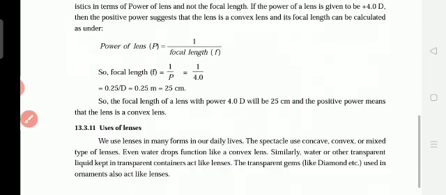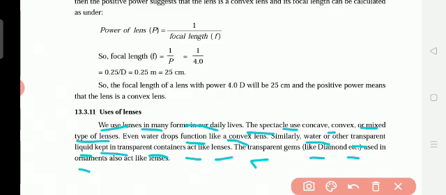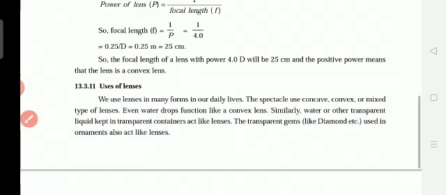Okay. The next one, uses of the lens. We use lenses in many forms in our daily lives. The spectacles use concave and convex or mixed types of lenses. Even water drops function like a convex lens. Similarly, water or other transparent liquid kept in transparent containers act like lenses. The transparent gems like diamond etc. used in ornaments also act like lenses.